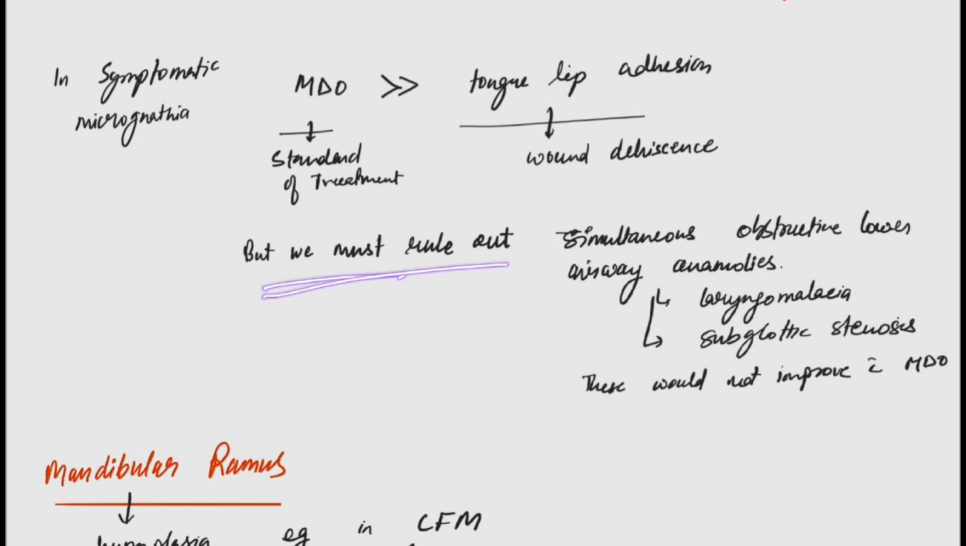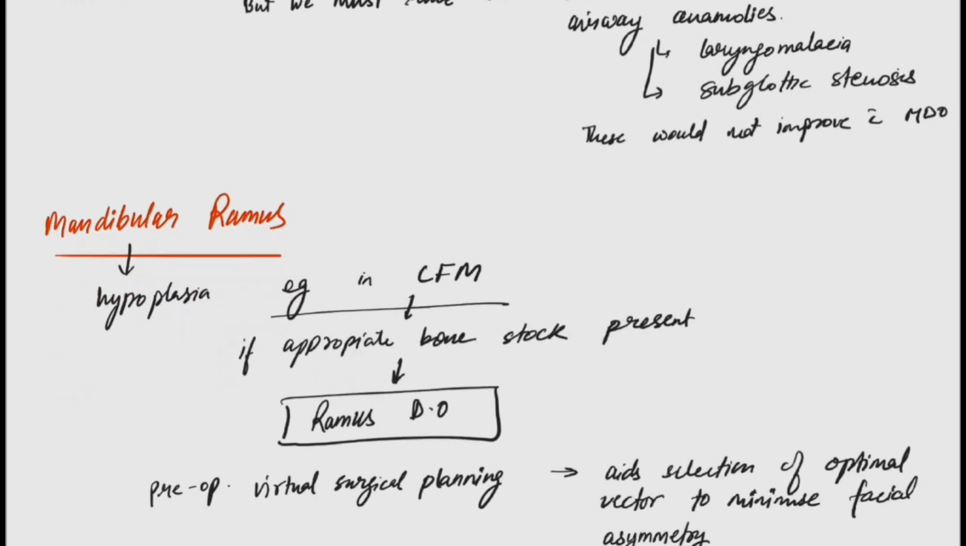But before the surgery, we must rule out the cause of airway obstruction, because sometimes the obstruction is due to lower airway anomalies such as laryngomalacia and subglottic stenosis. These conditions will not improve with mandibular distraction osteogenesis.